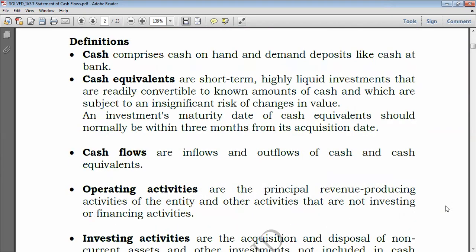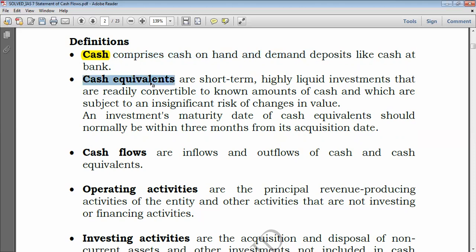Let's go to further definitions here. Now we're just getting deeper and deeper into the standard. Definitions: what is cash? We just spoke of cash and cash equivalents. What do we mean by the term cash? By cash, we simply mean cash on hand and demand deposits, like cash at bank. That is cash we can have in our hands at any time we want, although currently it isn't in our hands. For example, cash at bank. You just go to the bank and take that cash. That's what we call cash.